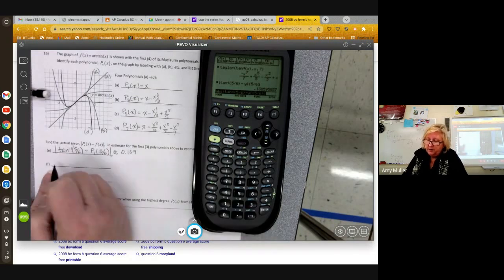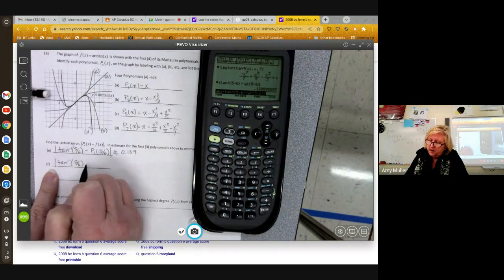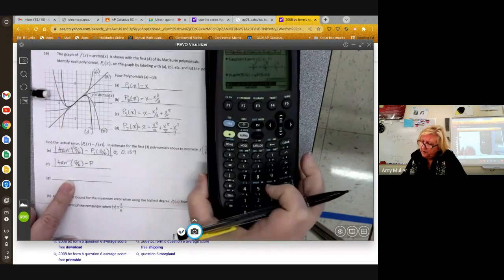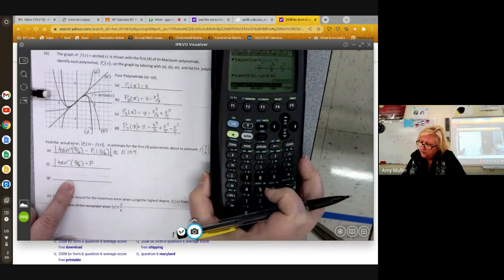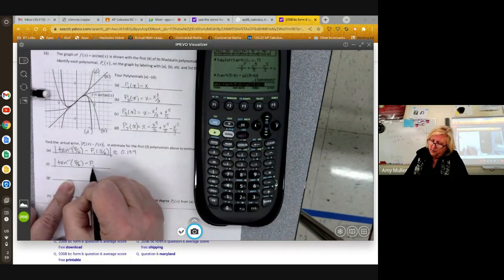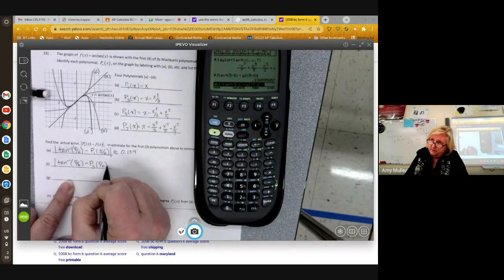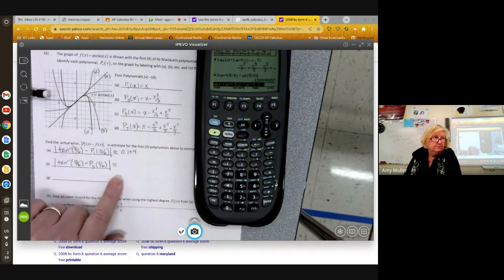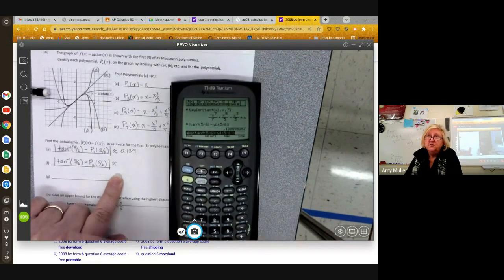All right, now what am I going to do on this one? Inverse tangent of 5 over 6 minus P2. Wait, they want the highest 3. Oh, no, for the first 3. So P3 of 5/6. How do I do that? You guys are going to do this one really fast tomorrow, aren't you? But you get 0.139. You're going to do this really fast because you're not going to have a lot of time.